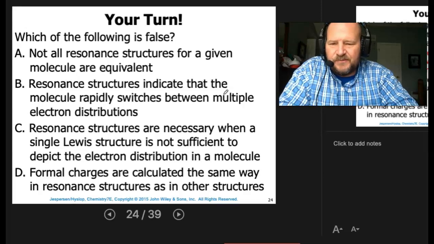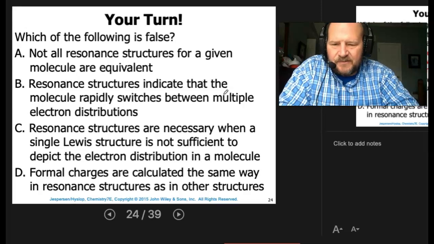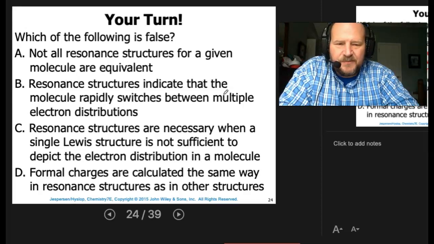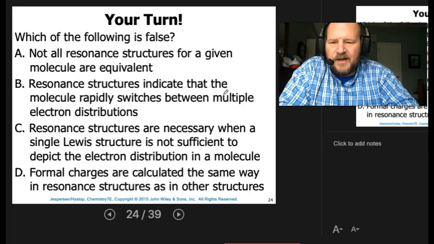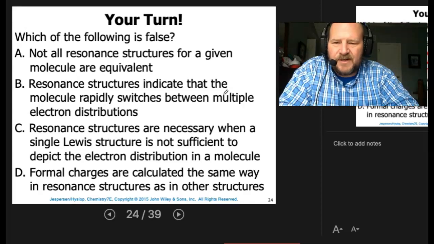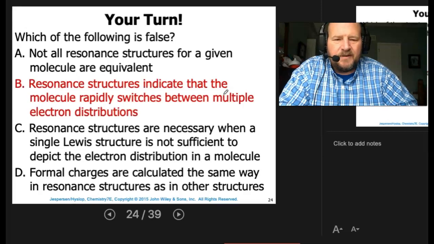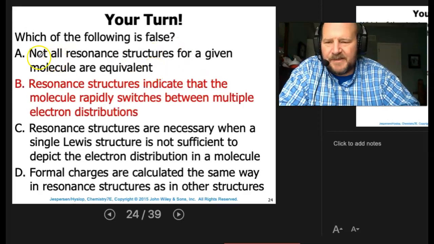Okay, so D is true. Resonance structures are necessary when a single Lewis structure is not sufficient. That's true. Resonance structures indicate that the molecule rapidly switches between multiple electron distributions. And not all resonance structures for a given molecule are equivalent. They say the answer is B. I'm not liking their answer. I think it's A.